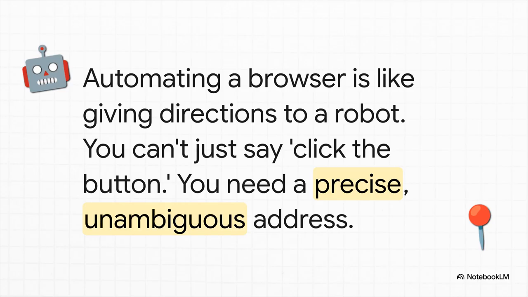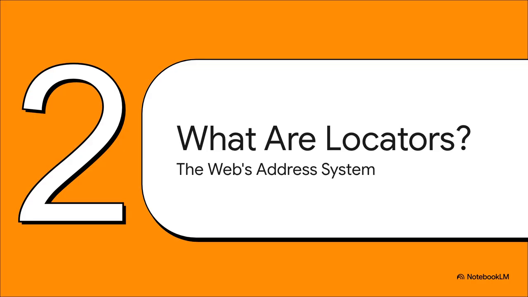Web automation is exactly like that. Our scripts are that robot, and they need a precise, crystal clear address to find anything on a web page. So, the big question is, how do we give these super specific addresses? Well, it all starts by getting two key terms straight in our heads.